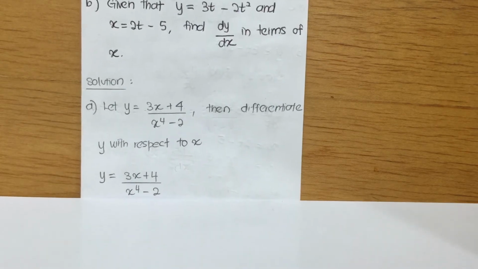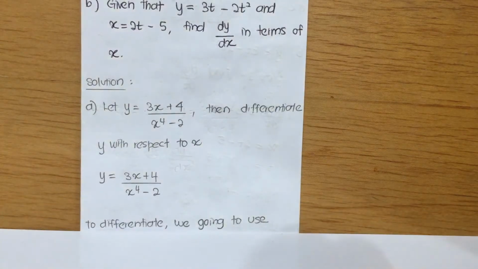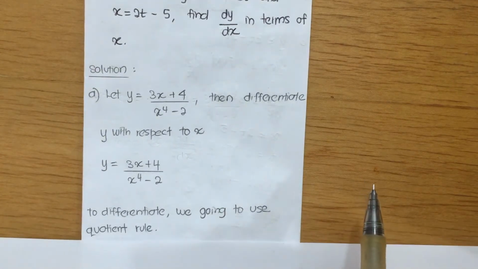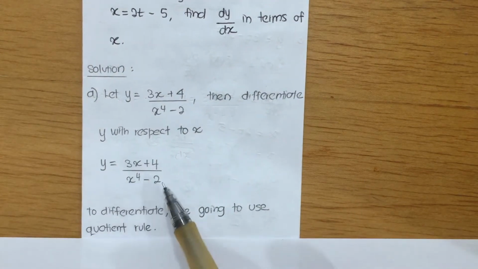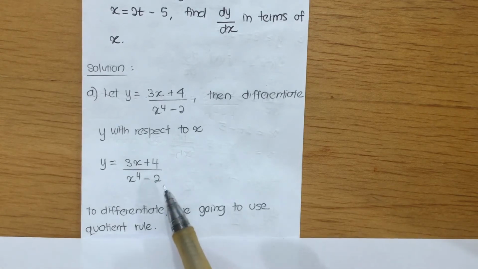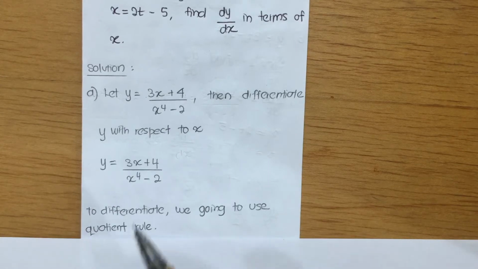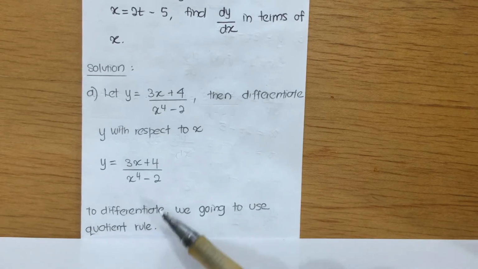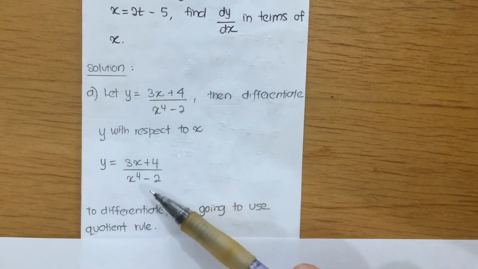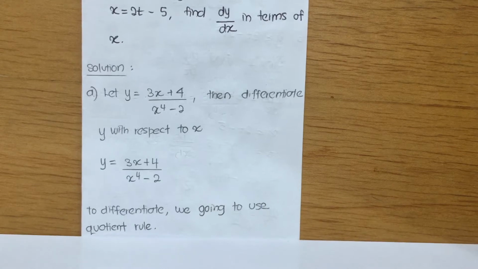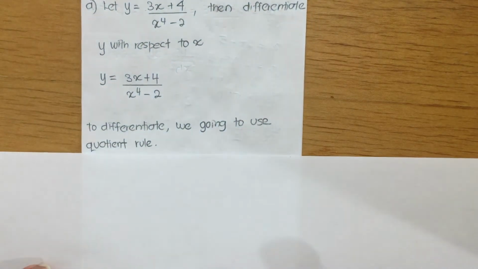So moving on to the next step. To differentiate this function, we are going to use the quotient rule. Actually, I decided to use the quotient rule because it takes less time to solve as compared to the product rule. If you ask me, can we use the product rule? Yes, you can actually use the product rule to solve this question, but the working will be tedious. So I suggest you use the quotient rule for this type of question when it involves a fraction. So how are we going to use the quotient rule?